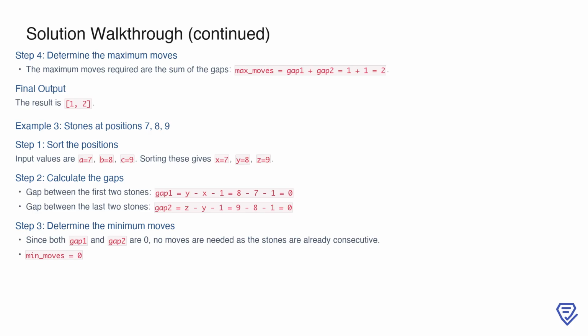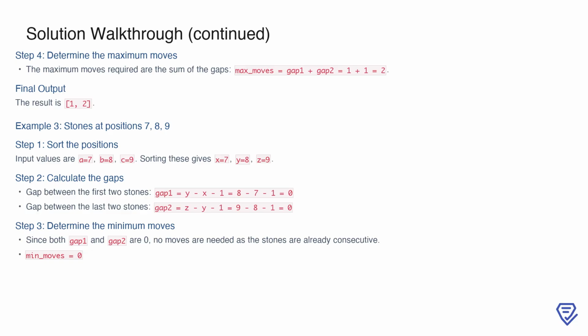For the maximum moves in this example, we add the values of gap1 and gap2. The sum is 1 plus 1, which is equal to 2, so the maximum moves required are 2. The final output for this example is 1, 2, indicating that a minimum of 1 move and a maximum of 2 moves are needed. Now, consider the third example, where the stones are at positions 7, 8, and 9.